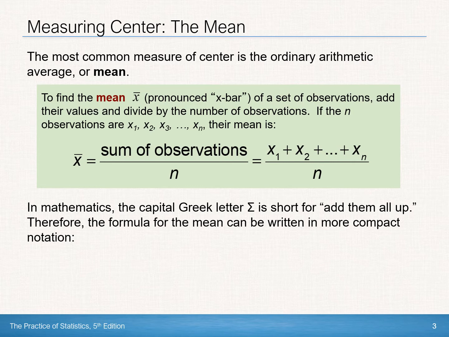In math, the Greek letter sigma is shorthand for add it all up. So I can summarize this formula with this. And this is actually something on your formula sheet. It means add up all the observations and divide by how many there are.